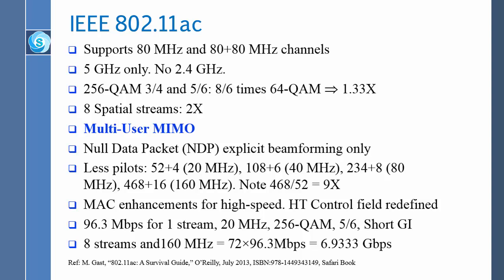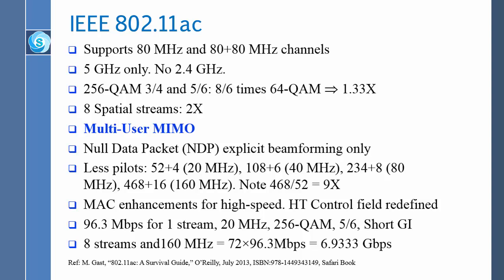Null data packets, explicit beam forming only. And they have a concept of null data packets. So basically, if you want to find out where you are, in which direction, we will send you a 0 to see if you receive it. If you receive it, then I know that I'm aligned to you. So there's a new concept, null data packet. And beam forming is basically trying to narrow down the direction.